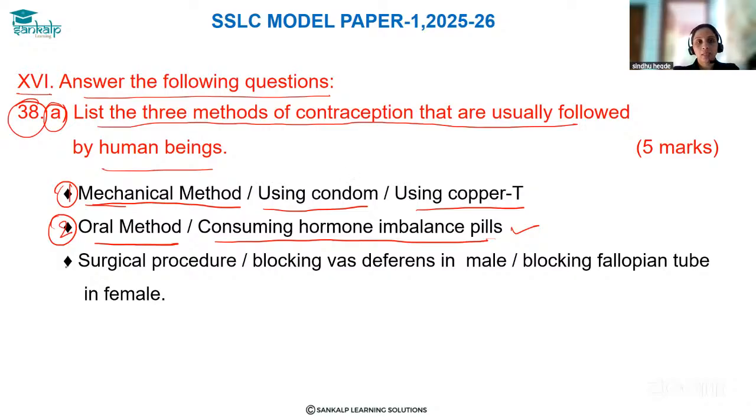Then third method for contraception is surgical procedure. It is nothing but blocking vas deferens in male and blocking fallopian tube in female. This is also one of the methods of contraception that are followed by human beings. So you have to write the 3 methods.